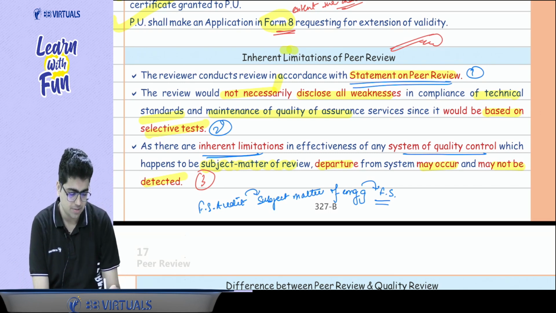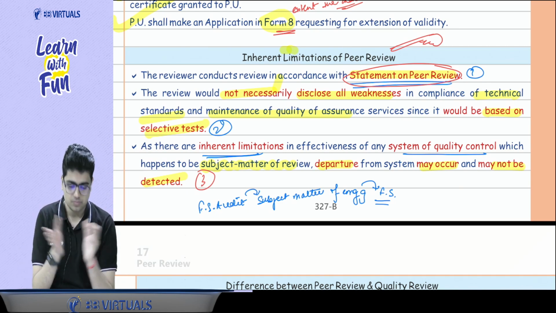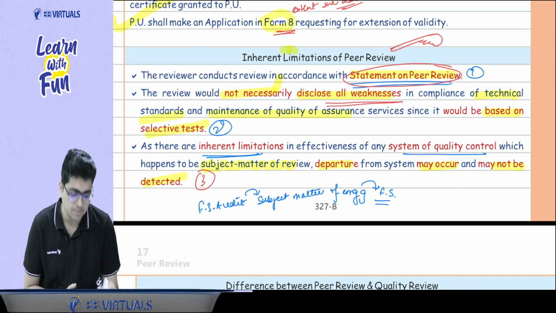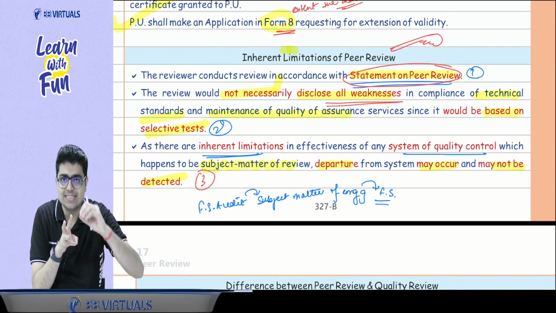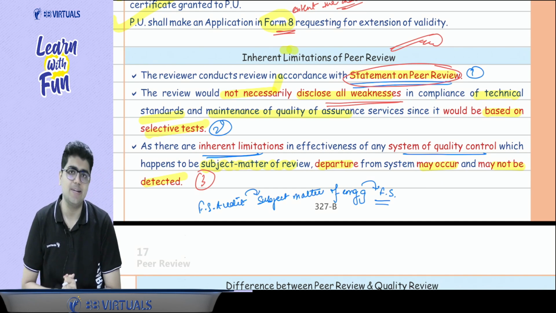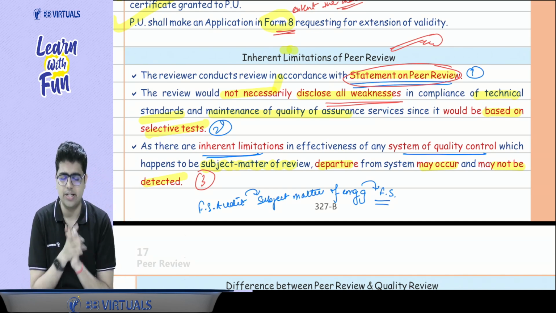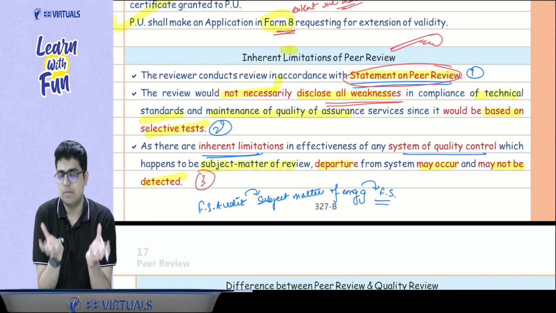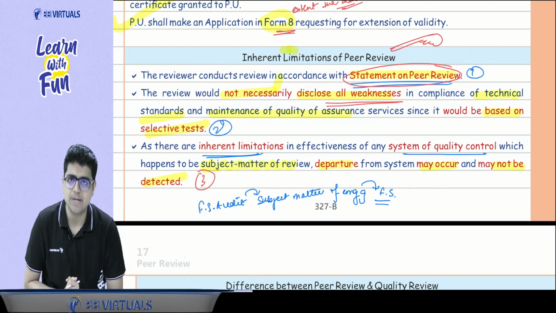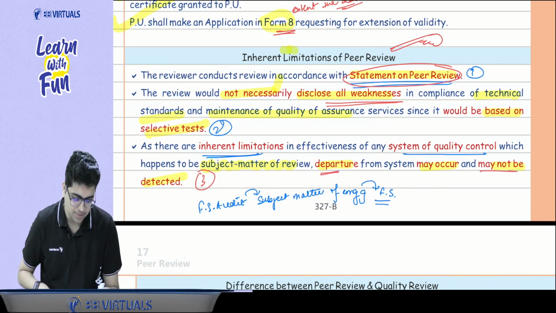First inherent limitation being it is based on the statement of peer review. Sir, why? Because it allows selective testing. So there can be weaknesses which may not be disclosed in the peer review. And the third point says what you are testing itself has its own inherent limitation. That is, there are inherent limitations in the system of quality review. Okay, and because it is your subject matter of review, so definitely departures can occur and it may not be detected.